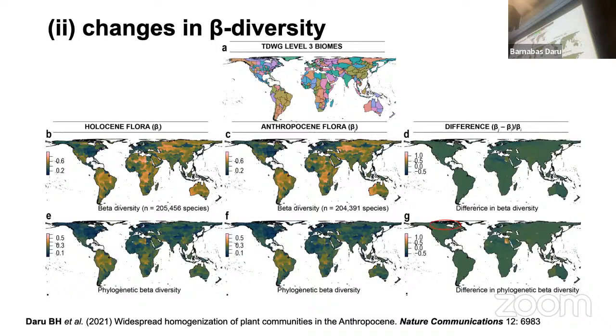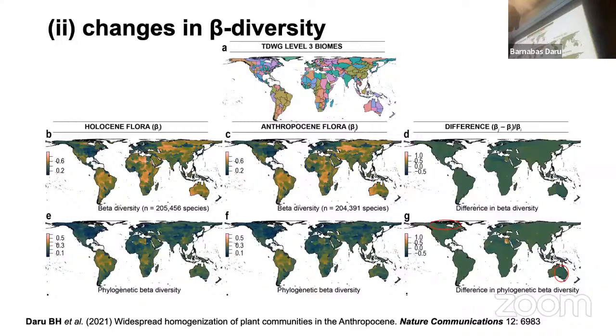And some of the places that are projected to experience the greatest shifts in beta diversity are parts of North America, as well as Eastern Australia, as places with projected losses in beta diversity that can lead to homogenization of plant communities.